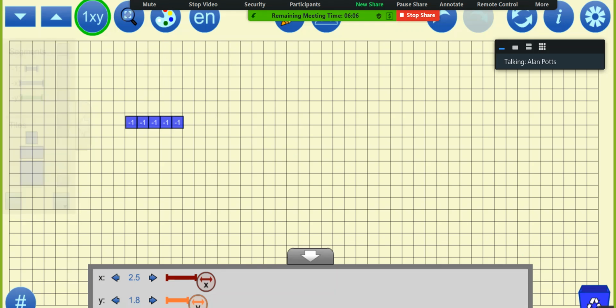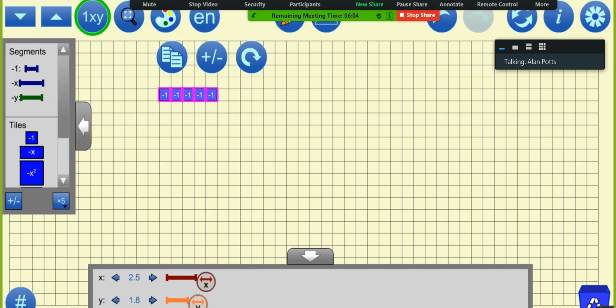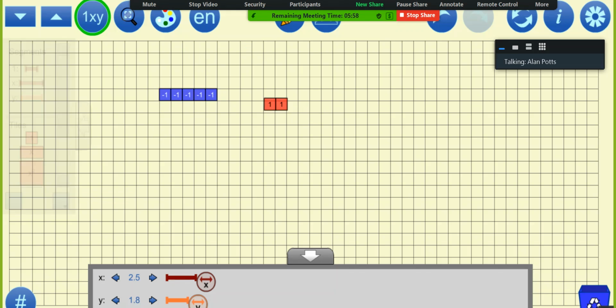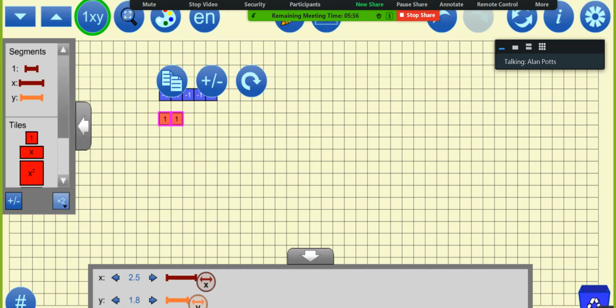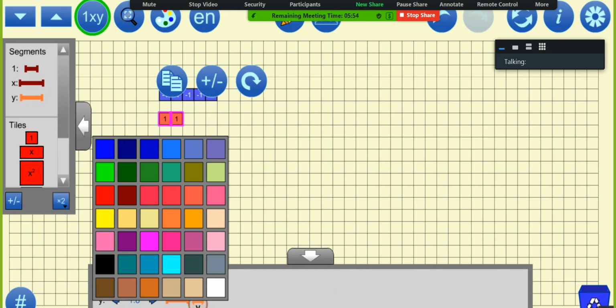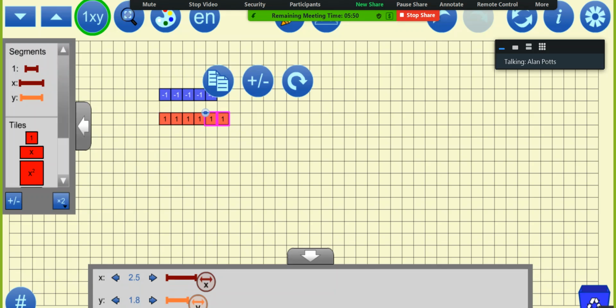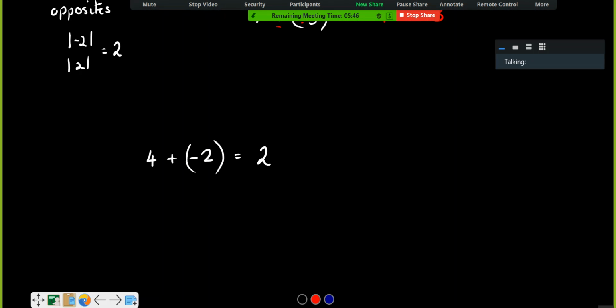Let's do -5, and I'm going to add, let's do positive, what should we do? -5 add +6. All right, so I can already see that. So on my other screen, -5 add 6. What's the answer?